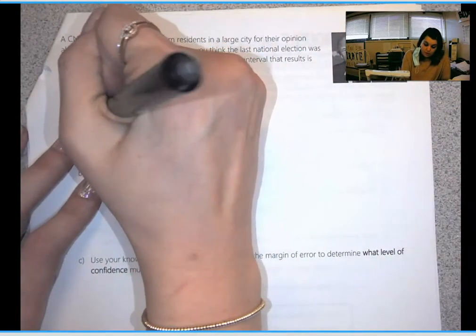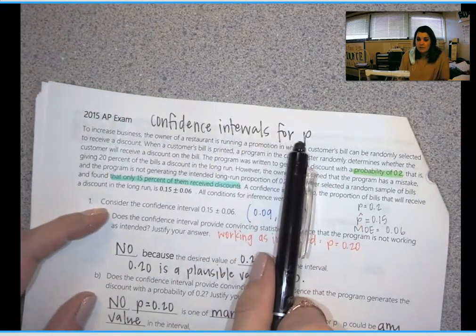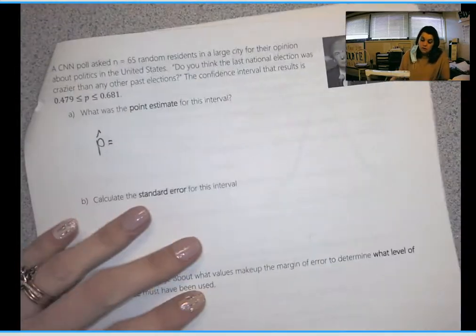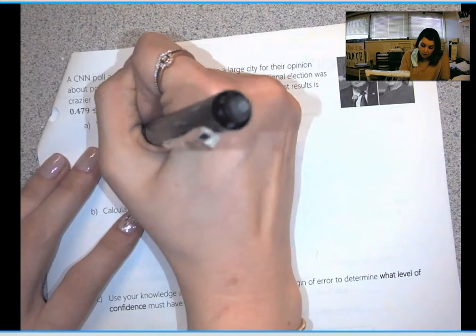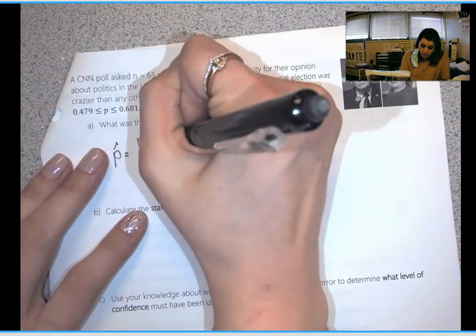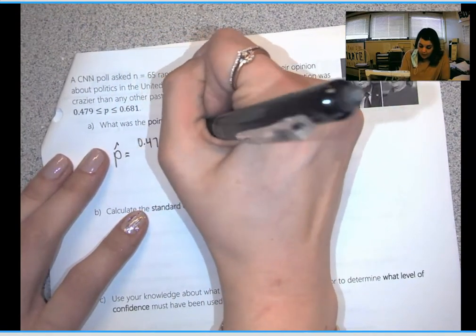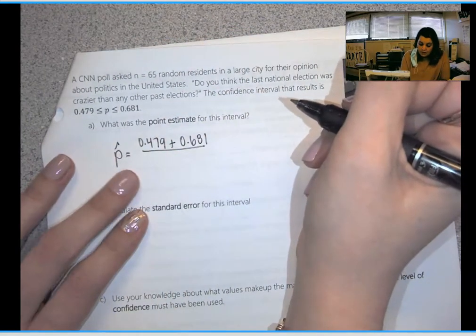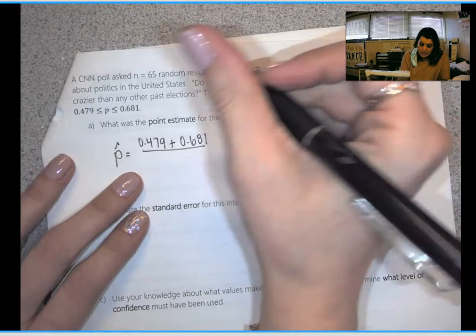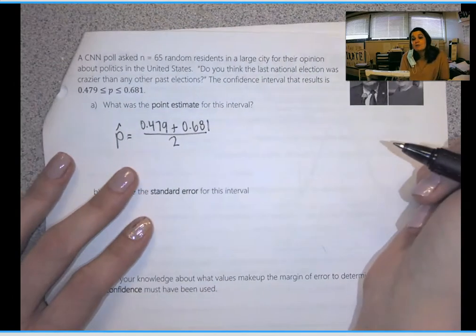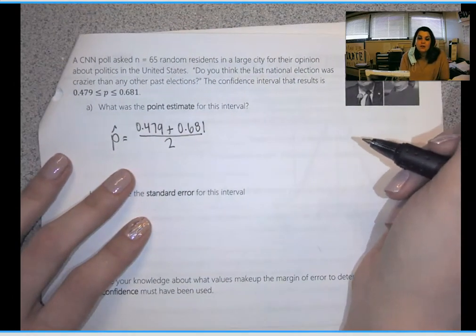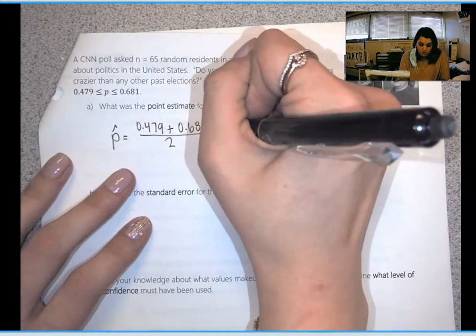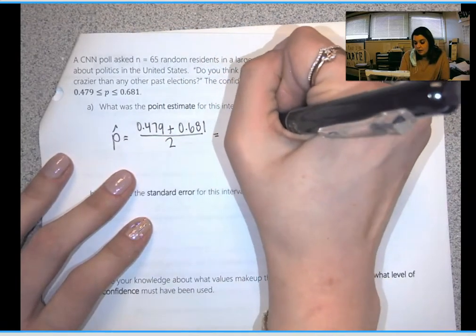First question, what is the point estimate for this interval? So remember, this is P hat, because these problems all have to do with confidence intervals for P. Well, it's going to be our lower bound plus our upper bound divided by 2. So lower bound plus upper bound divided by 2. You plug that in and you get 58%.